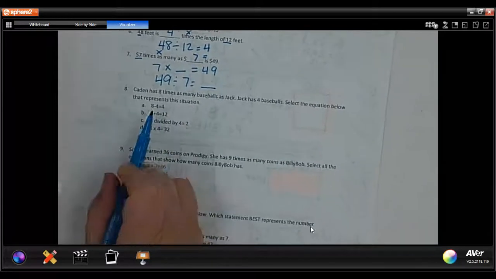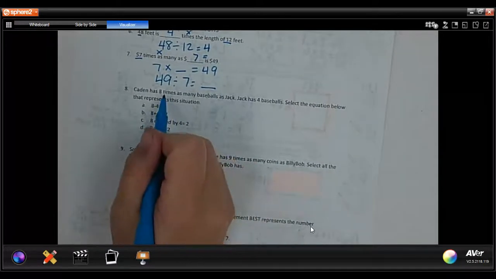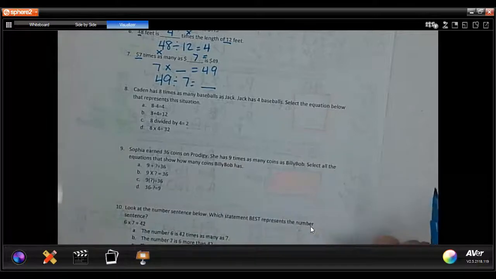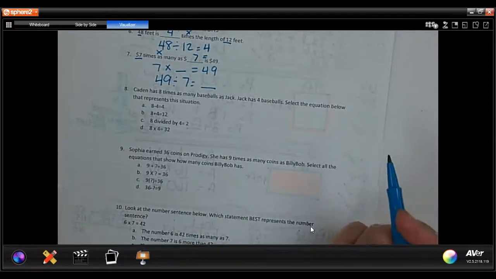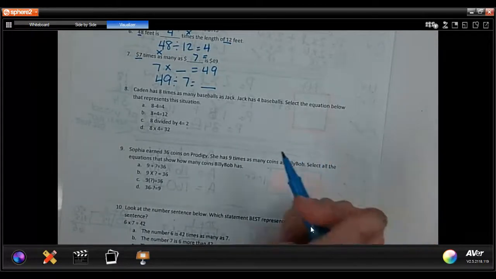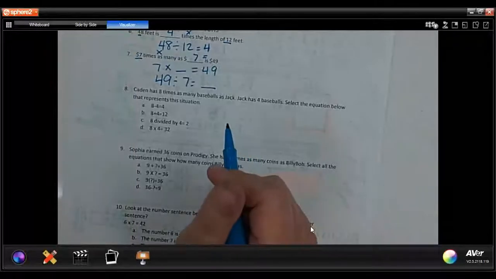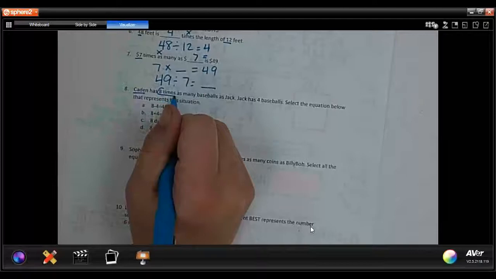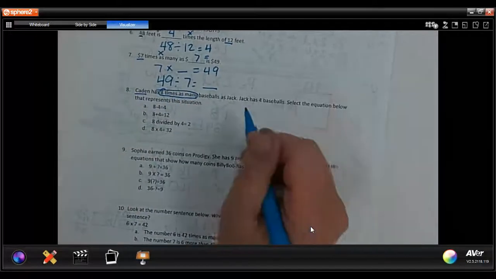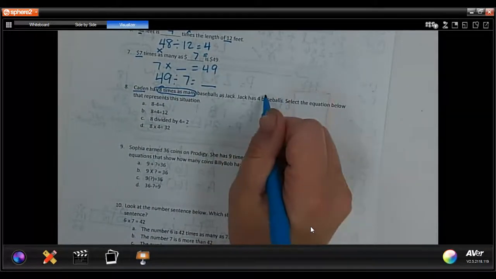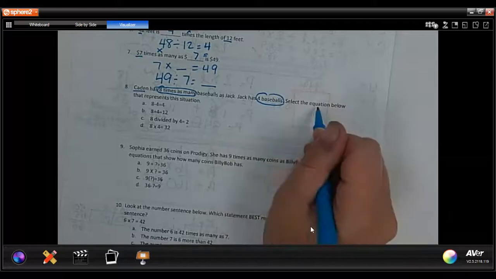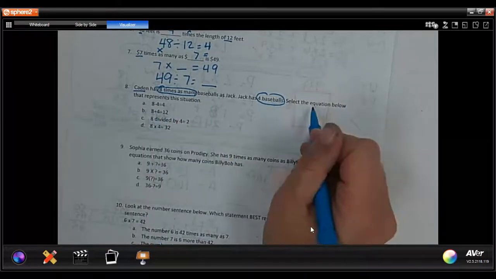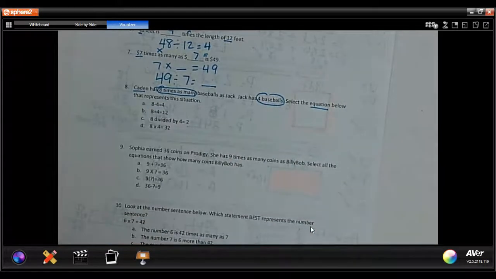Next one is number 8. It says Caden has 8 times as many basketballs as Jack. Jack has 4 basketballs. Select the equation below that represents the situation. So Caden has 8 times as many baseballs as Jack. Jack has 4 baseballs, and I'm going to select the equation, so just one, that represents this situation.